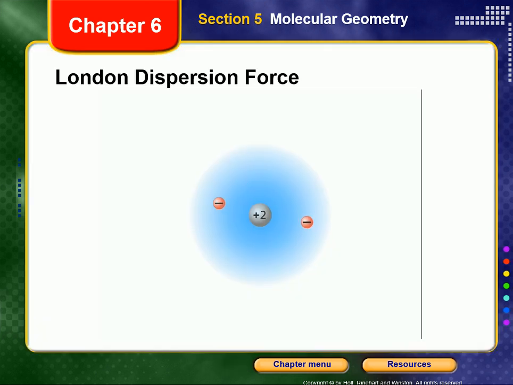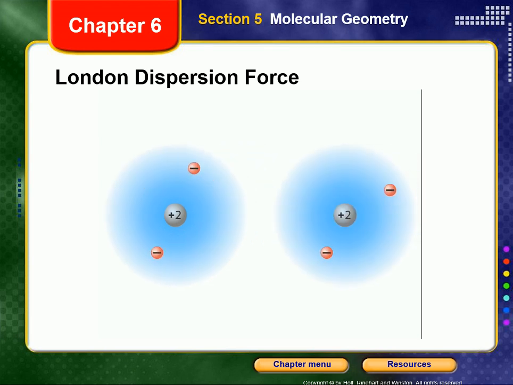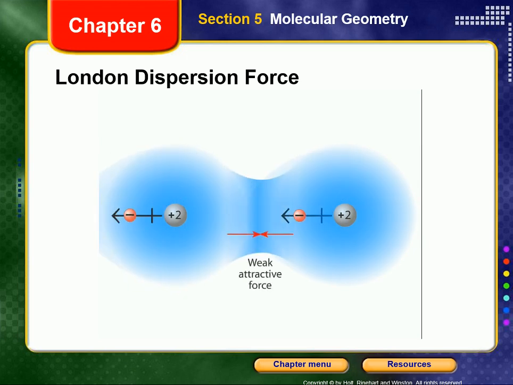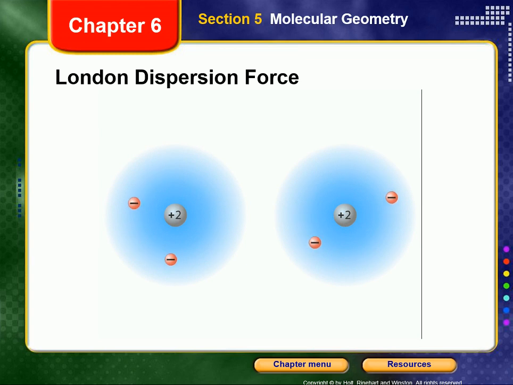In any atom, the random motion of electrons around the nucleus can create a positive pole in one part of the atom and a negative pole in another part. If another atom is located nearby, the temporary dipole can induce a dipole in it as well. The two atoms are held together for an instant by the weak attraction between the temporary dipoles, before separating again as electron motion causes the dipoles to disappear.